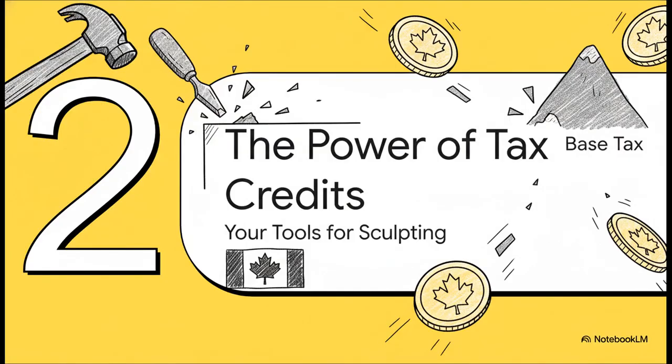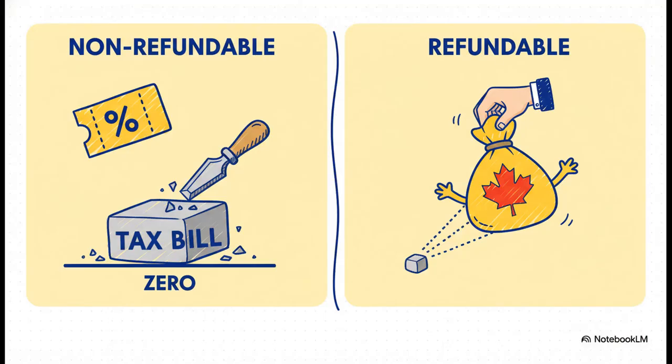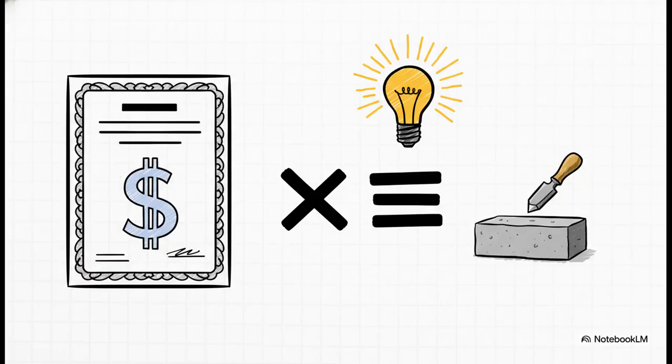So we've got our big, uncarved block of stone, the base tax. Now for the fun part, actually chipping away at it. And our primary sculpting tools for this, they're called tax credits. Now these tools, these credits, they come in two main flavors. You've got refundable credits, which are amazing. They can actually give you money back even if you owe zero tax. But the most common tools, the ones we're going to focus on today, are non-refundable credits. Just think of these as a really powerful discount coupon that can reduce the tax you owe, but only down to zero.